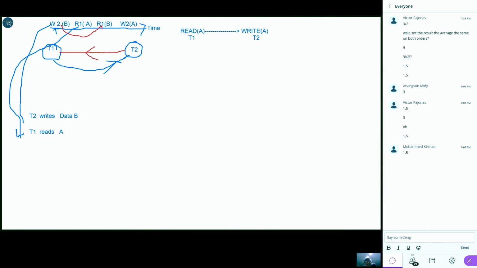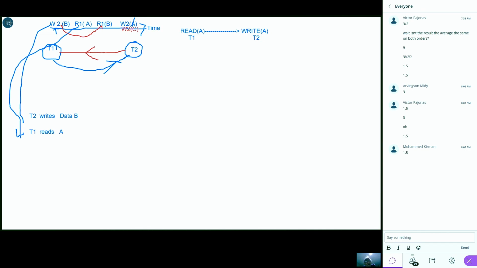Now, if this was something else, instead of W, we said B. Let's say it's not A, but a different one, let's say it's a C. W2C. So it's a W2, it works on C. Now what happens?